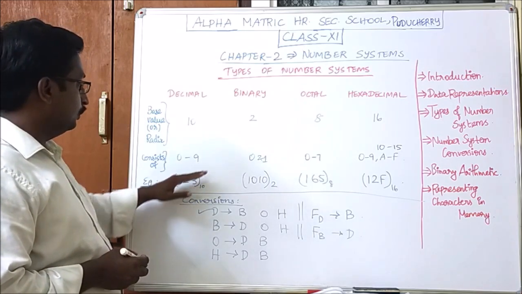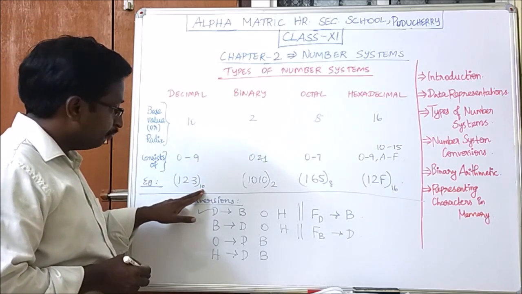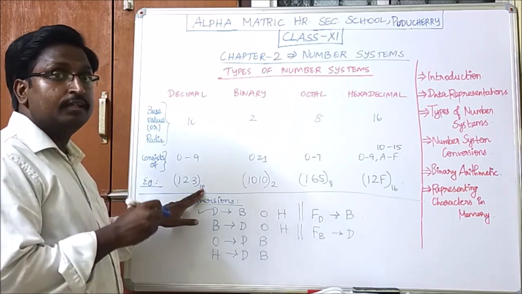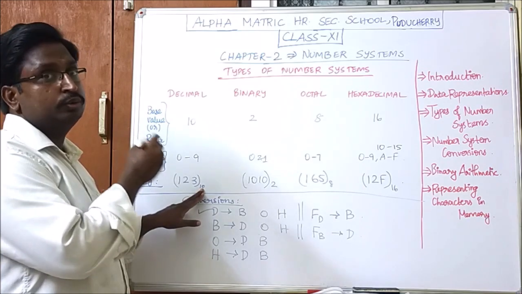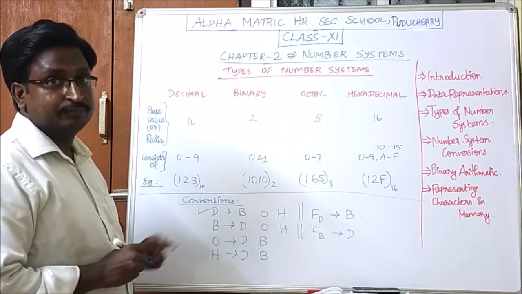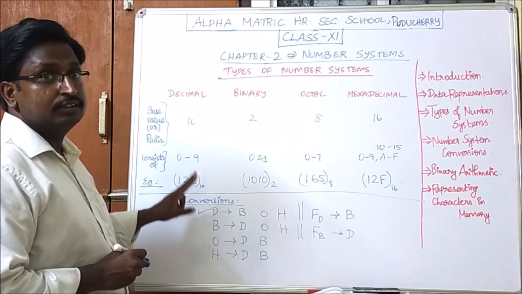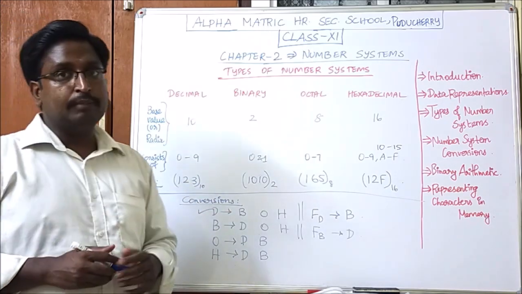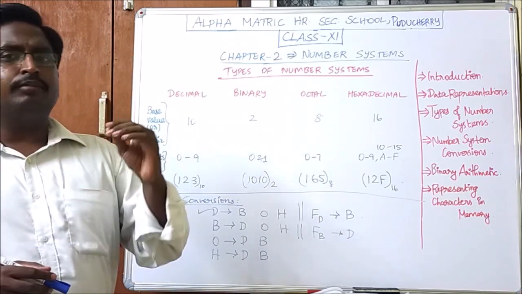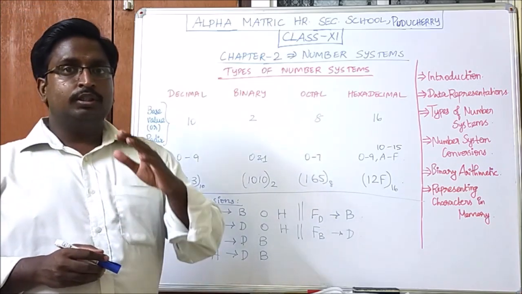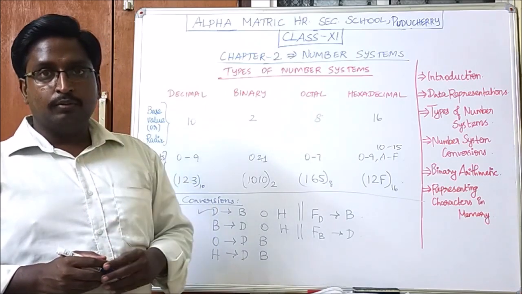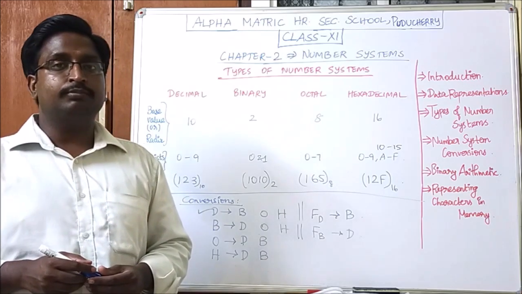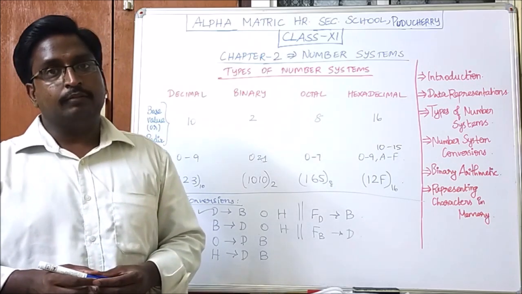So the number will be from 0 to 9 and here we have to mention the base value. With this base value only we can identify whether this number system belongs to decimal or binary or octal or hexadecimal. Okay, mentioning the radix is most important. So this is all about the types of number system. In your book they have given some examples in between. Initially you need not look at that. Later when we go to number system conversion, we will see in detail.